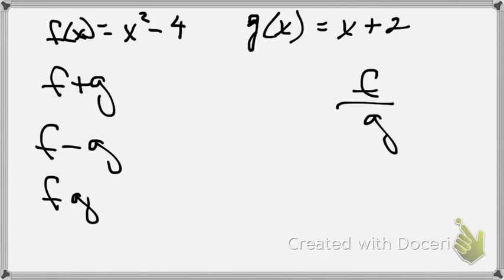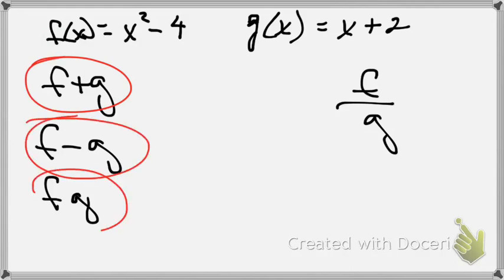What do we know about the domain of f? What does it include? All real numbers. What's the domain of g have? All real numbers. Okay, so when we add those, when we subtract them, when we multiply them, when we divide them, we take the intersection of the domain of f and the domain of g. So what is the intersection of f and g? All real numbers.